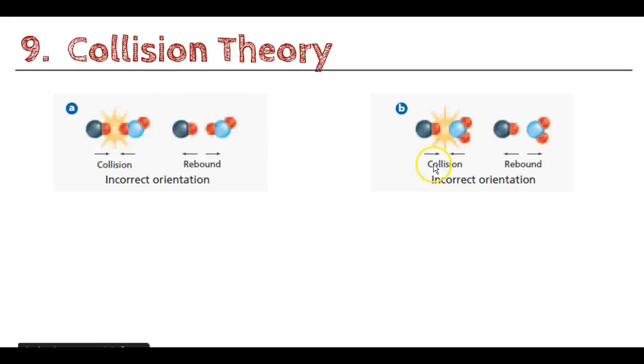So let's look at example B. Here's another example of what seems to be an incorrect orientation. It seems that the black and red molecule does not collide successfully with our blue and red molecule if the red end of the black one is oriented right next to the blue atom in the molecule on the right. So they're going to rebound, and again, that's an unsuccessful collision, and they rebound unchanged.